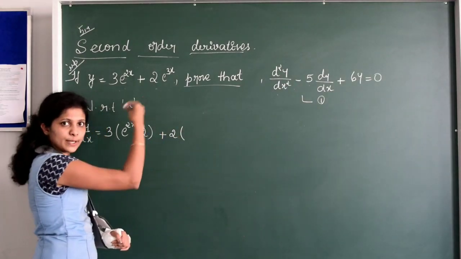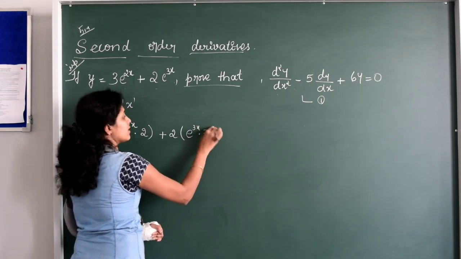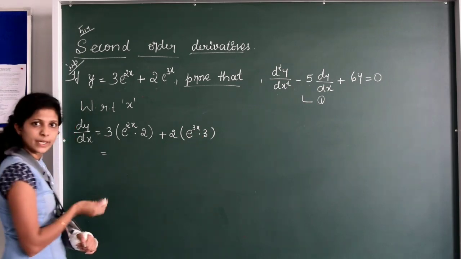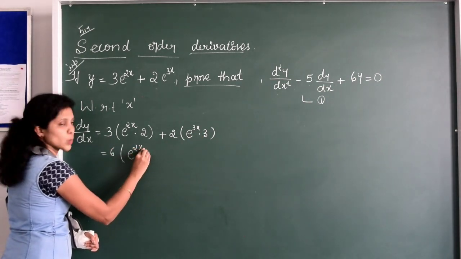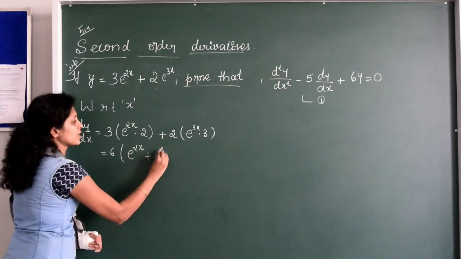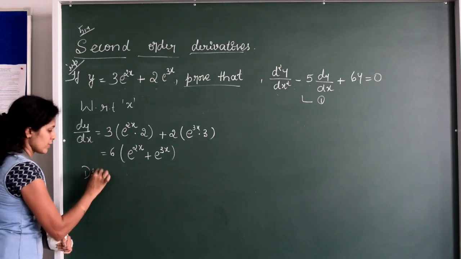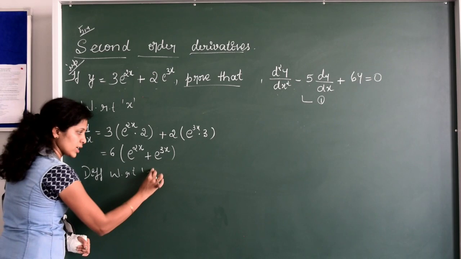So the derivative of e to the power 3x will be e to the power 3x into 3. Right? Now if you multiply 3 into 2 will be 6 and here also 2 into 3 will be 6. So we can take 6 common. 6 common, what is remaining? e to the power 2x plus e to the power 3x. Now we got dy by dx. You have to differentiate the function with respect to x again, because we need to find the second order derivative.